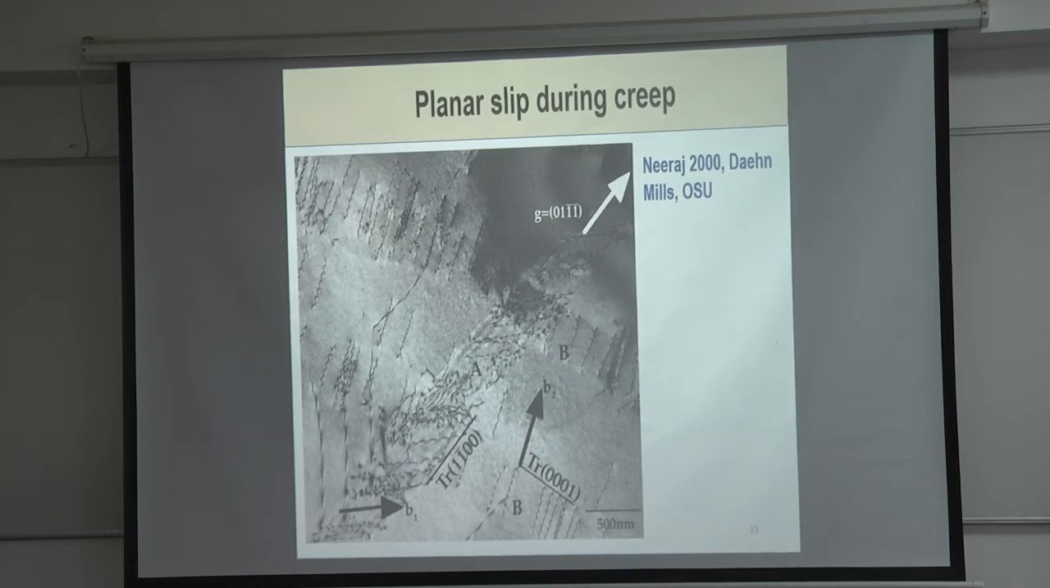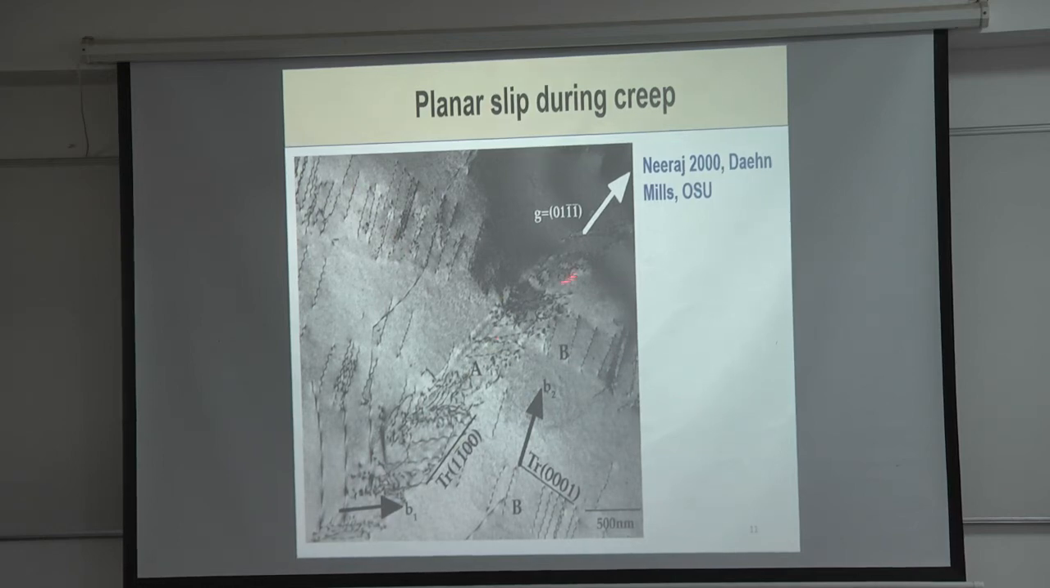The next picture is even more beautiful. There is your planar slip, but look at these planar slip bands. There is a planar slip band coming this way, and there is a planar slip band going that way. If you really look at it, there is really no obstruction for this one because of this.